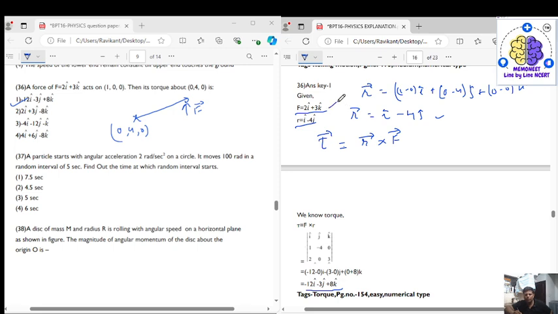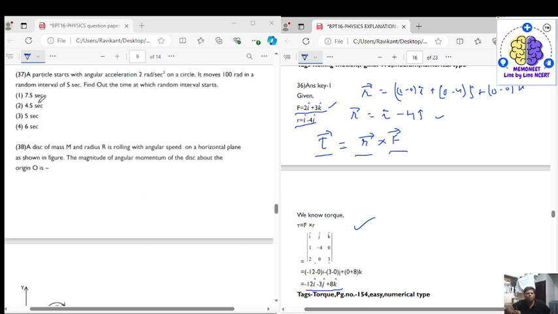The F vector has been given to us, and finding the cross product of F vector and R vector, that is, the tau vector is equal to r vector cross f vector. Finding the cross product, we get our answer as minus 12 i cap minus 3 j cap plus 8 k cap, right?